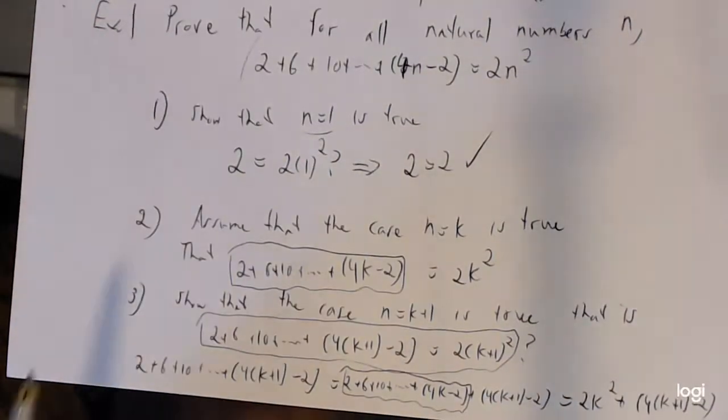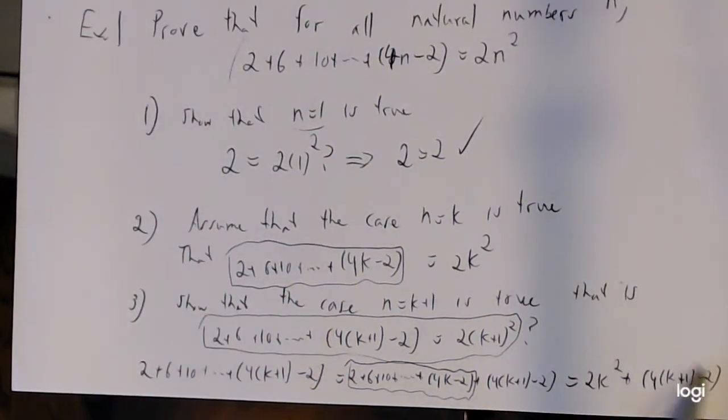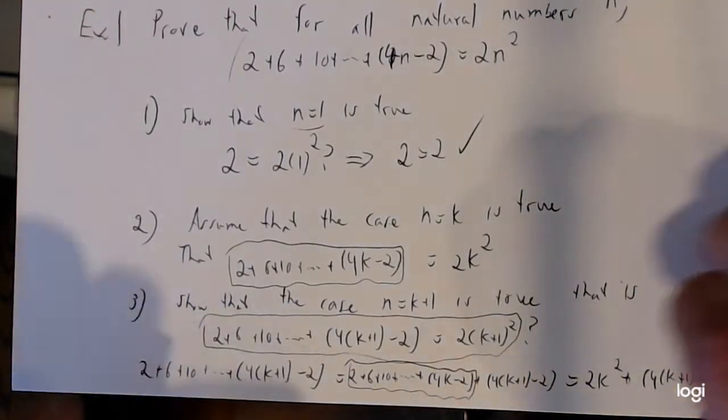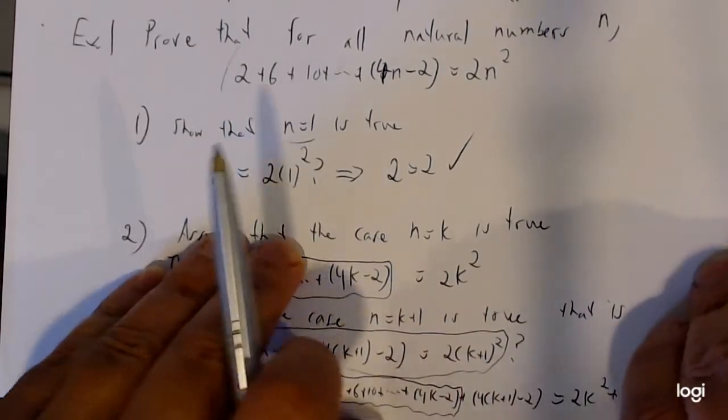Now, I'm not done yet, because what do I need to do? I need to simplify this and get this to become 2 times k plus 1 quantity squared. So let's continue this on the other side.